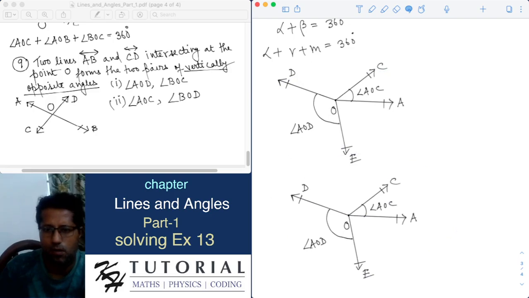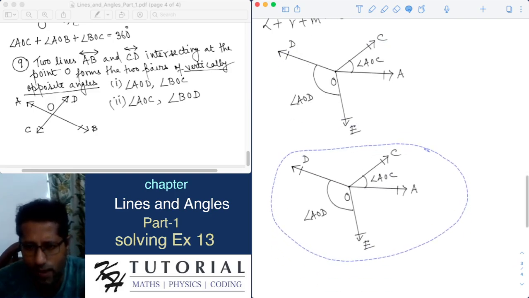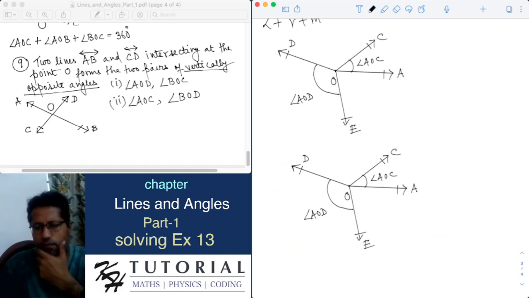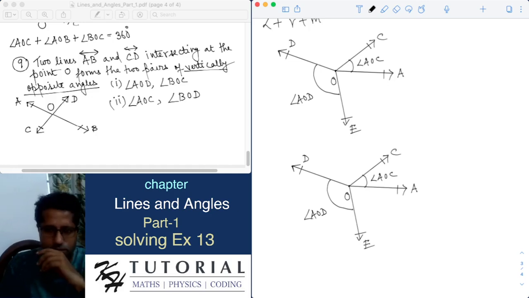Now I want to make these two angles vertically opposite. How will I do it? The arms of the angle AOC are OC and OA, and the arms of the angle AOD are OD and OA. The criteria is that the arms of the angles must form two opposite rays.